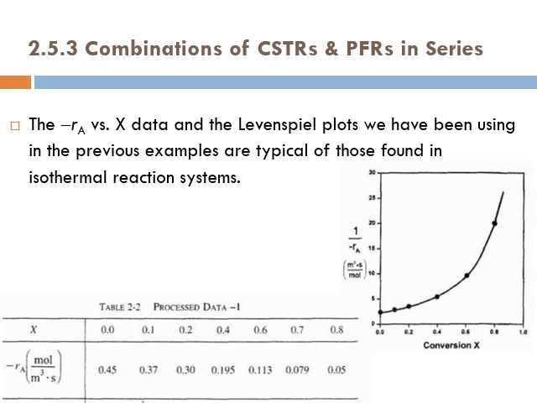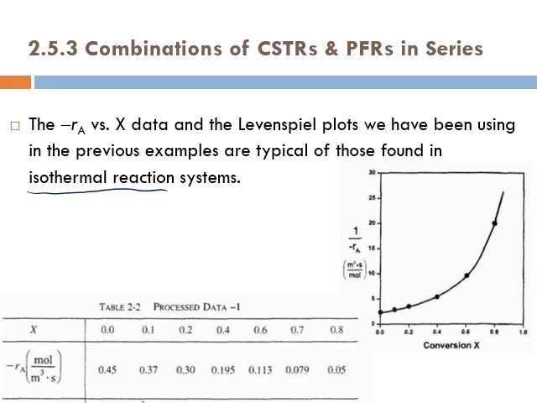Combination of CSTRs in series, and let's learn more. The minus RA versus X data and the Levenspiel plot we have been using in the previous examples are typical of those found in isothermal reaction systems. Why are we saying typical examples for isothermal reactions? Well, because the rate of reaction is a function of mainly two variables, temperature and concentration. The temperature is constant, isothermal operation, so the rate of reaction here is a function of concentration.